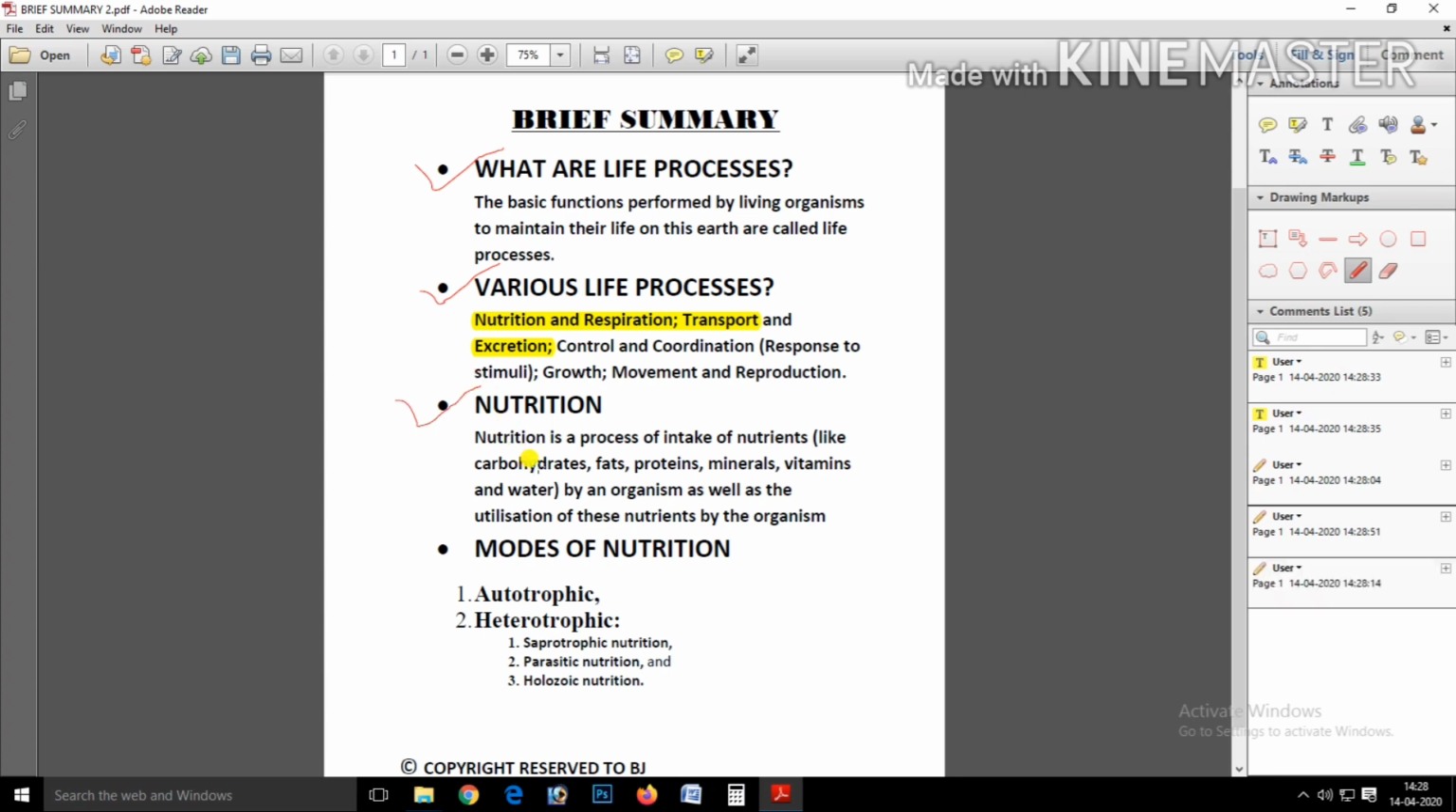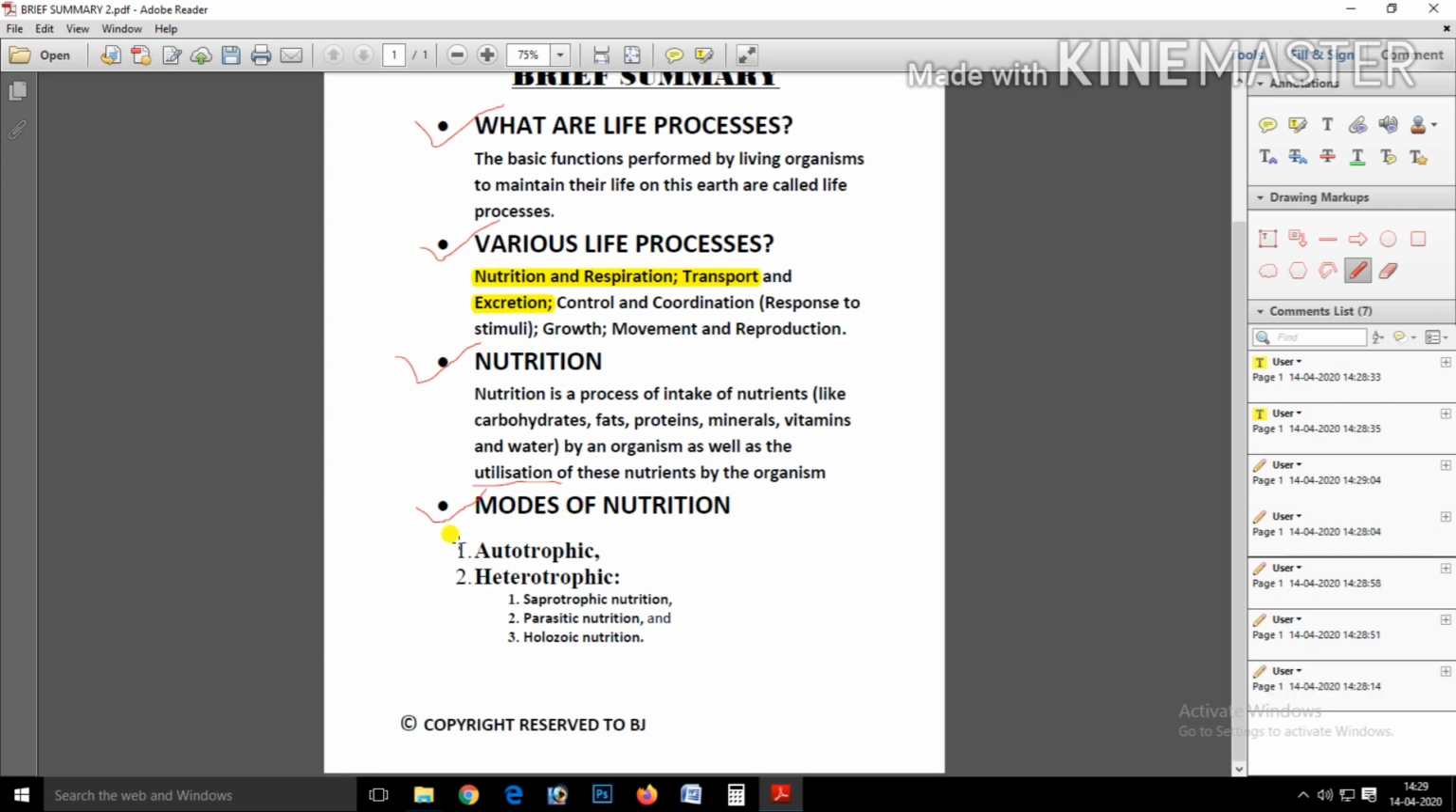Next we have learned nutrition. Now, nutrition is a process of intake of nutrients and their proper utilization by the organisms. Next we have learned the various modes of nutrition. First, autotrophic nutrition, that means those organisms which can make their own food. Then heterotrophic nutrition, those organisms which are dependent upon others. Now heterotrophic has three more subtypes: saprophytic, which get their nutrition from rotten things, then parasitic, which get their food from a host, then holozoic, which get their food in solid form.